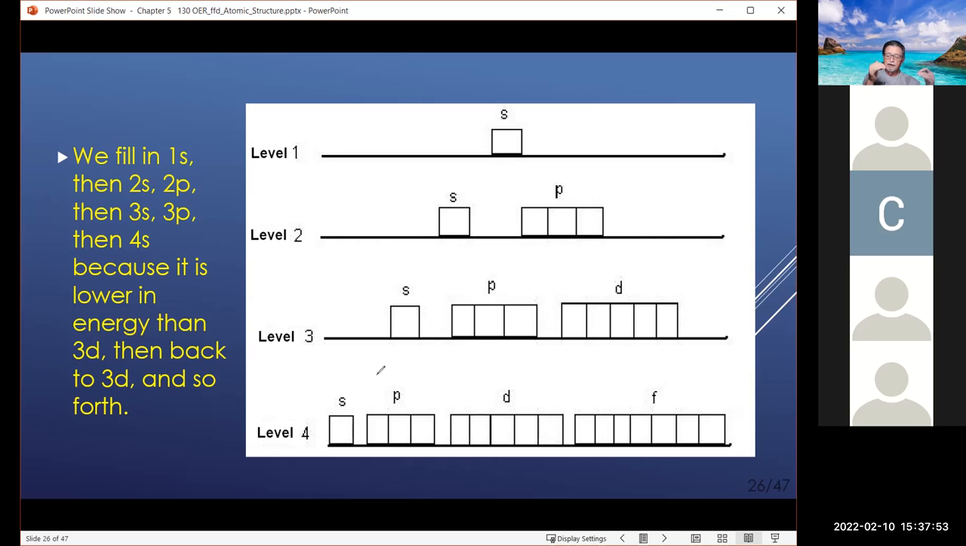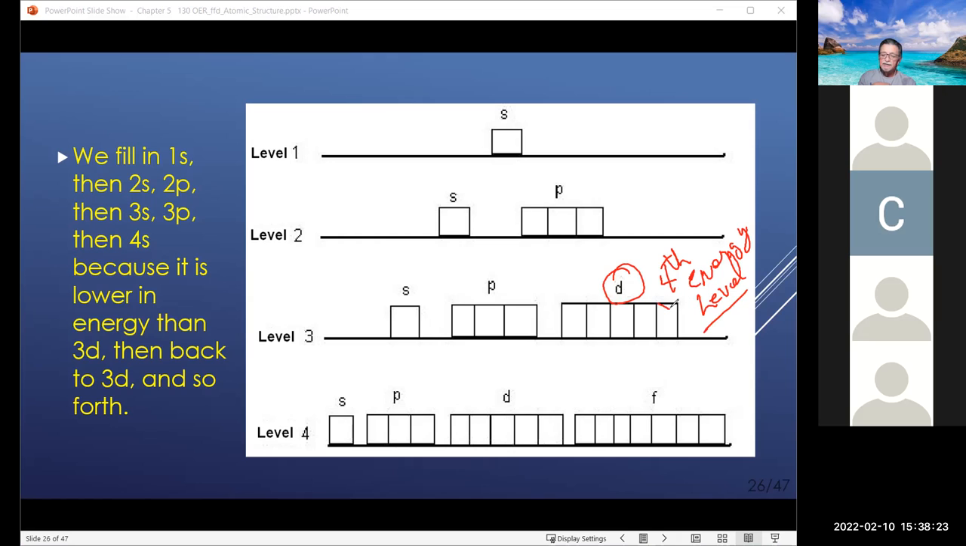And then the third energy level has the S and the P, but then we introduce the D. And keep in mind that at the third energy level, these D electrons come from the elements that are in the fourth energy level. Okay, starting with number 21.